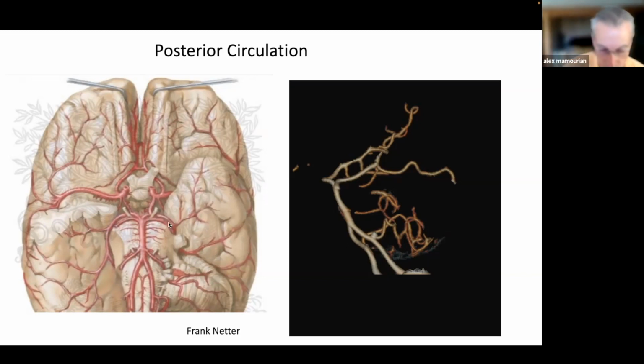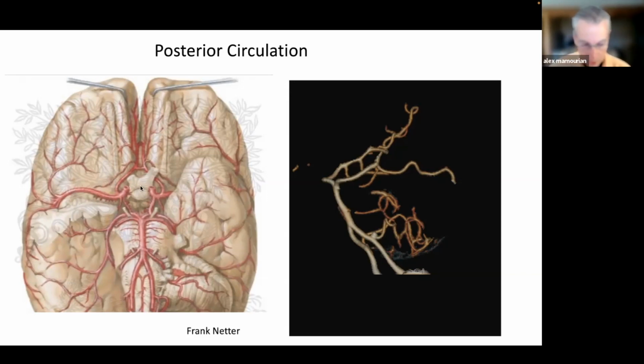Here's the superior cerebellar artery, posterior cerebral artery. This then is the third cranial nerve that comes through this space between these, like think about it going like a straw through your fingers. This is the cranial nerve coming through here.